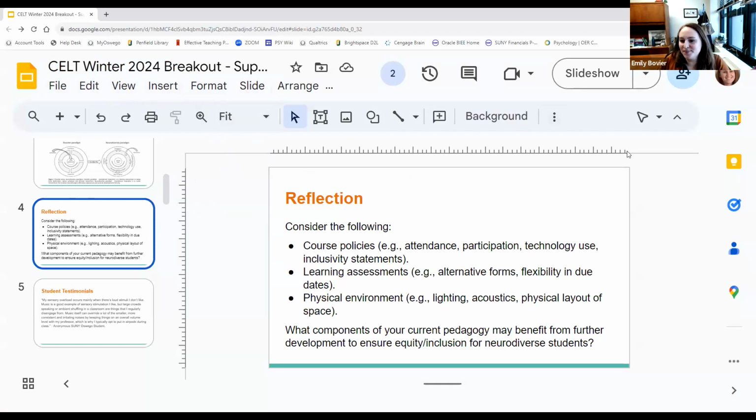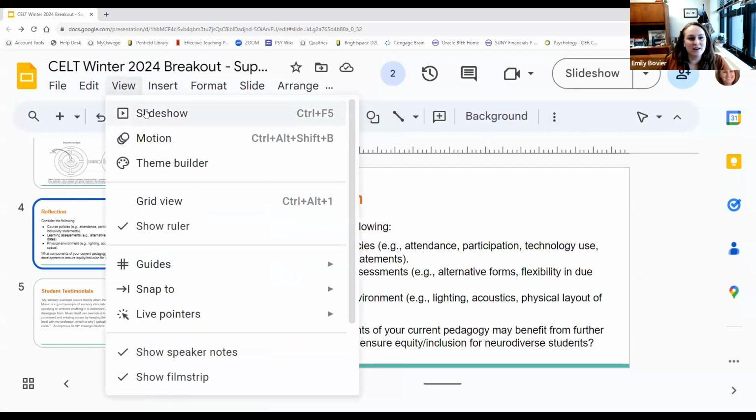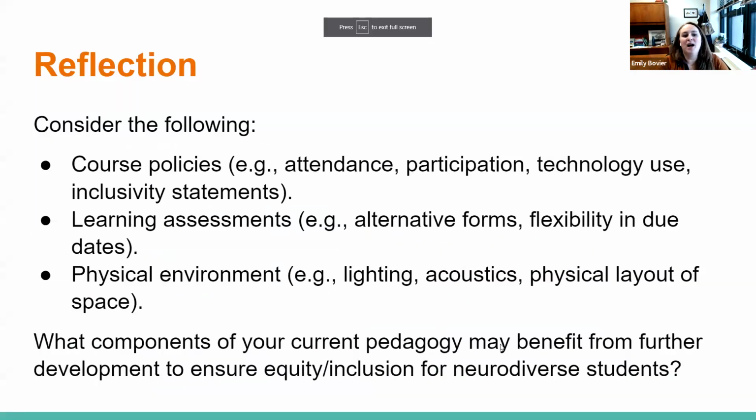Any other thoughts that you have in the last few minutes that we're together here about your just reflecting on your policies, assessments, or physical environment?